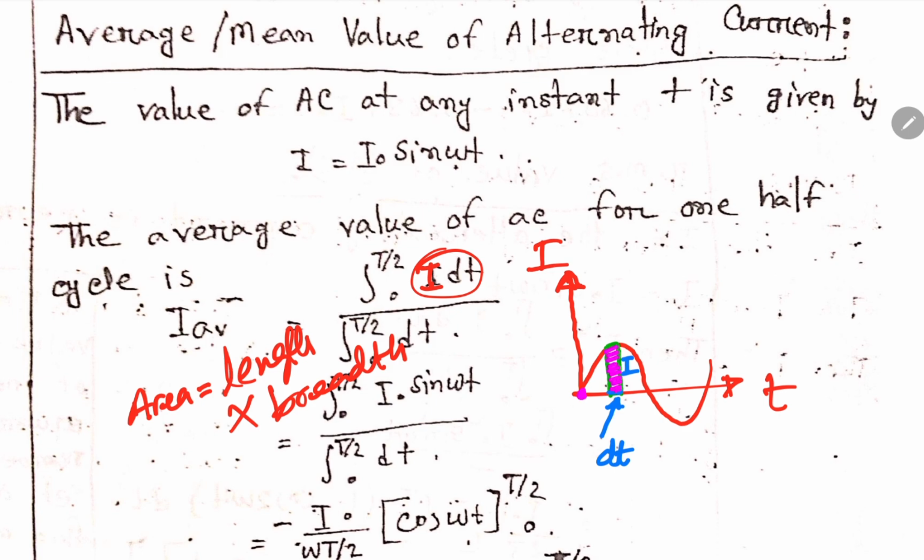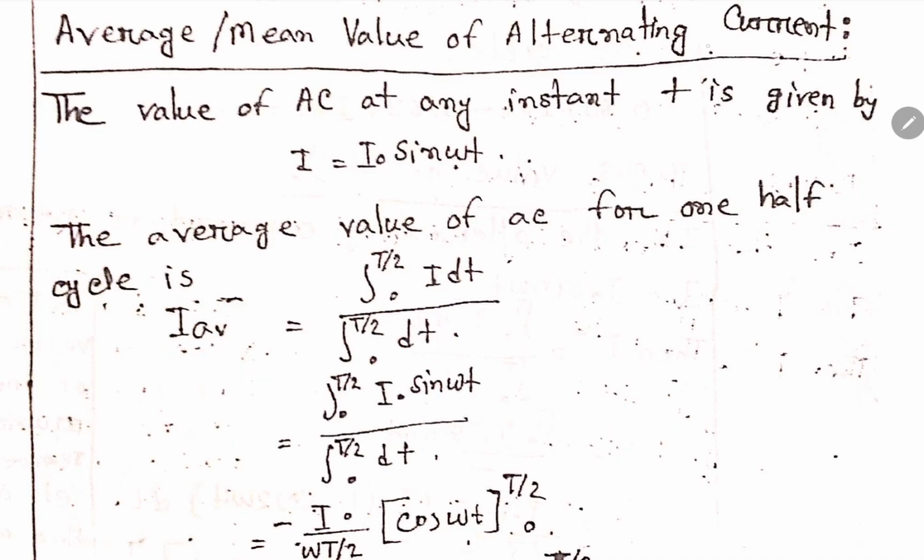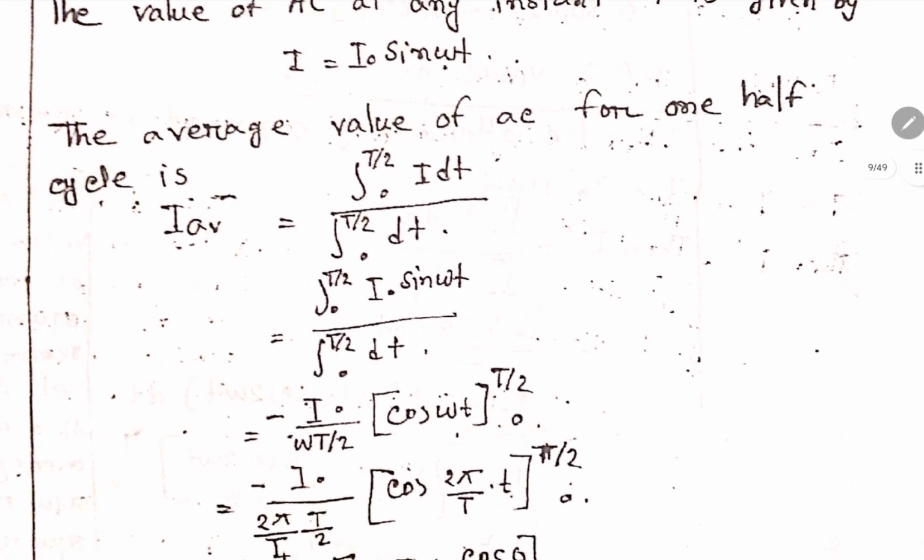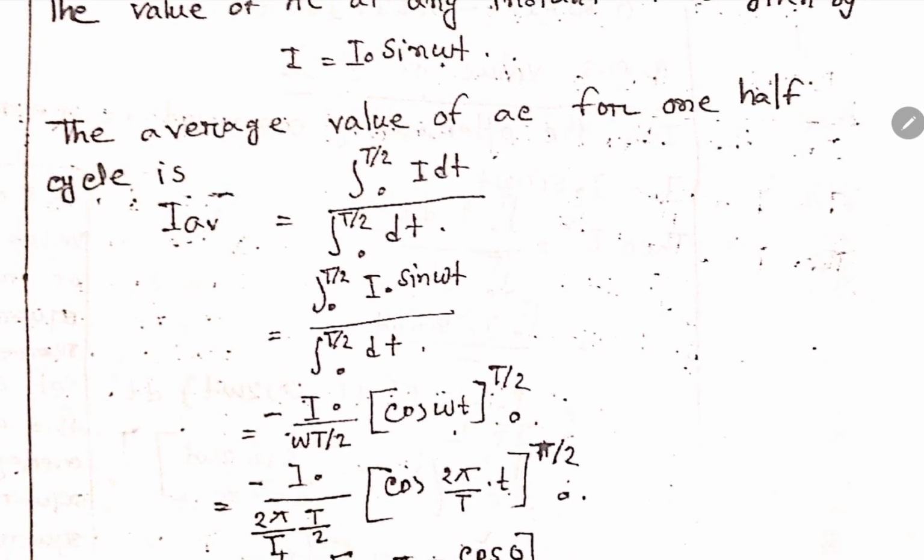So if we take the integration from 0 to t by 2, we get the whole area. That is the concept. Okay. So you divide, as you want to average it up, as you want to find out the mean, you divide it by the time, not by current, because you want to find out the average of current, so you don't divide it by current, okay? So now the rest is just simple mathematical calculation. I hope you understood the physics behind it.